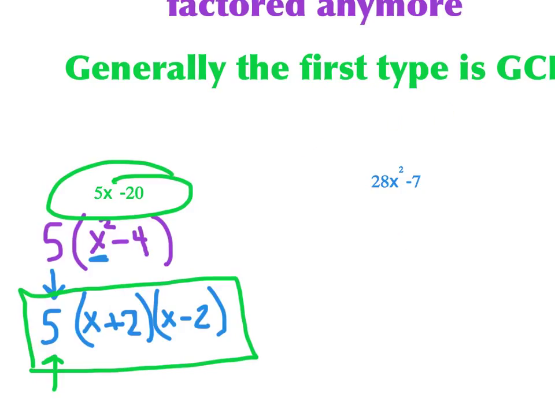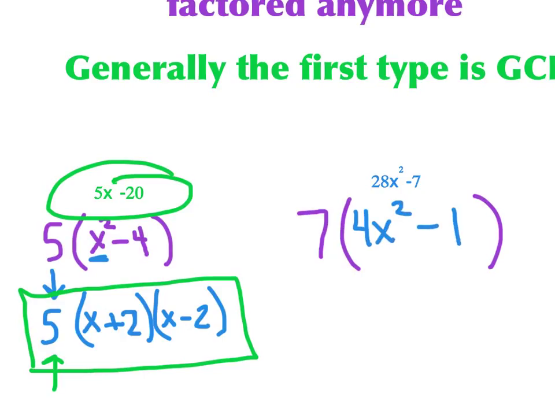28x squared minus 7. I'm going to start with my GCF. I think I can pull out a 7. So I'm going to say 7 times what binomial, and I know it's a binomial because I started with one, gets me 28x squared minus 7. Well, I'm going to say that's 4x squared minus 1.